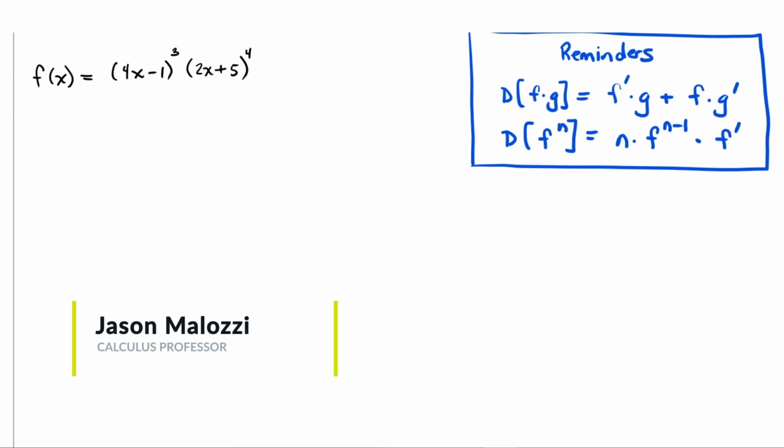What we're going to look at is an example of how the product rule and the generalized power rule can be used together to find the derivative of a function. So over to the right, just a couple reminders. Remember that the derivative of f times g is the derivative of f times g plus f times the derivative of g. And remember that the derivative of a power of f is n times f to the n minus 1.